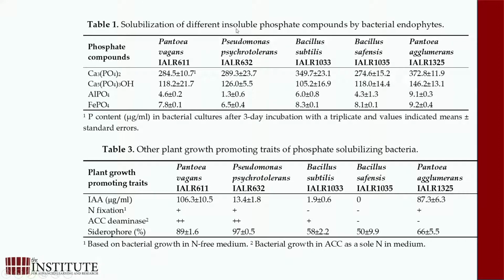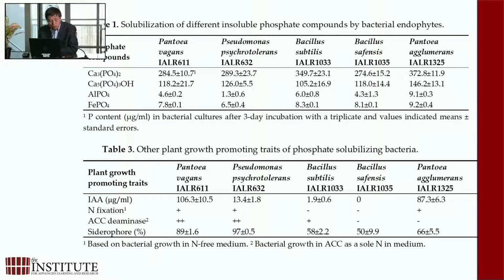In addition to phosphate solubilization, these bacteria also have other plant growth promoting traits. You can see we measured IAA, nitrogen fixation, ACC deaminase, and siderophore. This strain 611 has all four, and some, like 1035, only have siderophore. So that means one bacterium doesn't just have one trait for solubilization, it also has plant growth hormone, nitrogen fixing, or ACC deaminase.